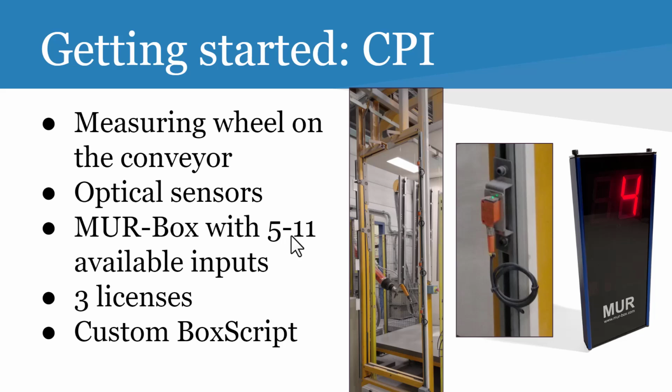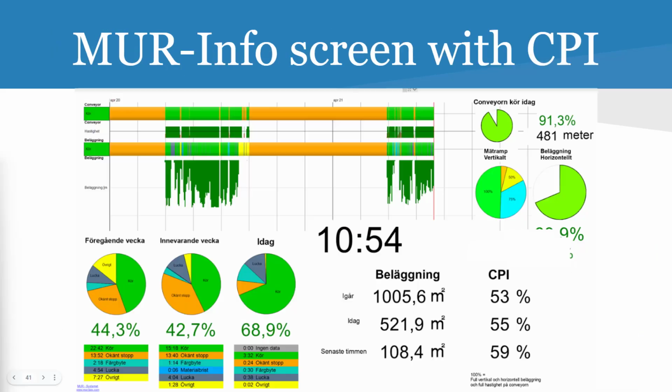And in addition to that, you need 3 machine licenses, because the data we collect using these optical sensors requires 3 licenses to store the data. And then we will support you with getting the custom box script that's needed to summarize this data in the right way. And then we can also help you with setting up info screens to show this, what you saw before, different types of presentation. And it doesn't have to be all at once here.